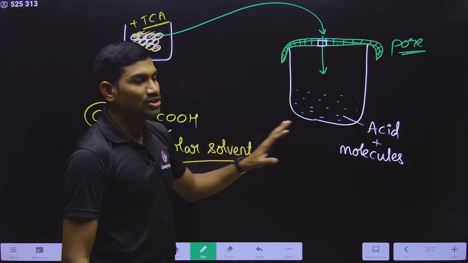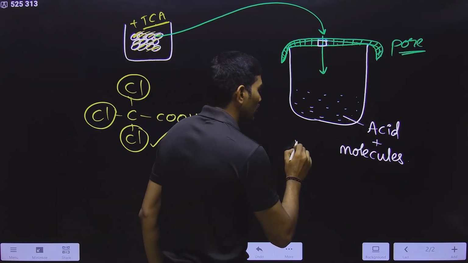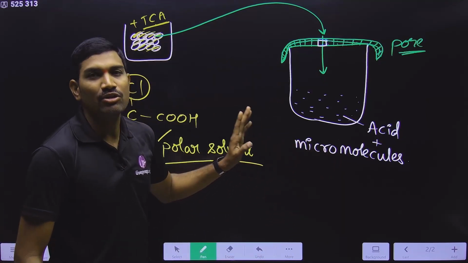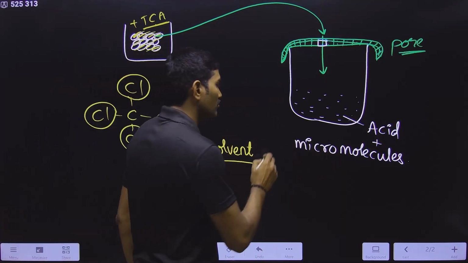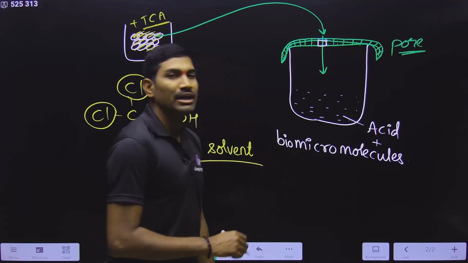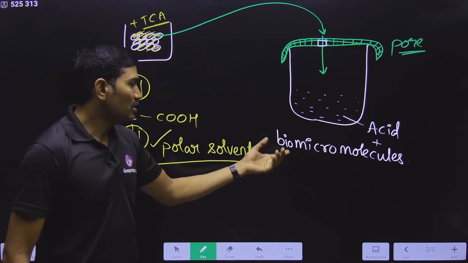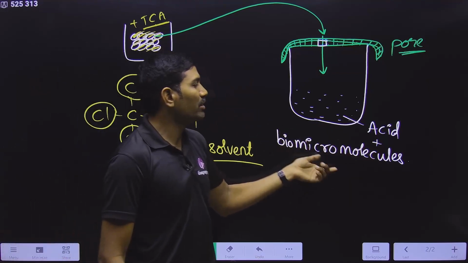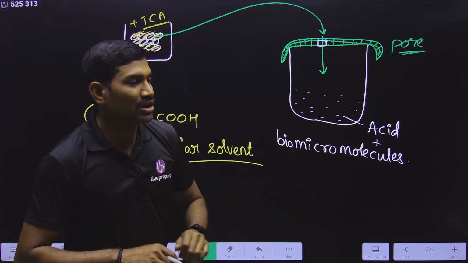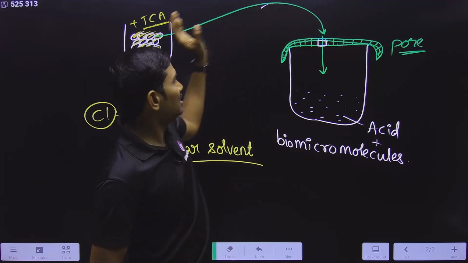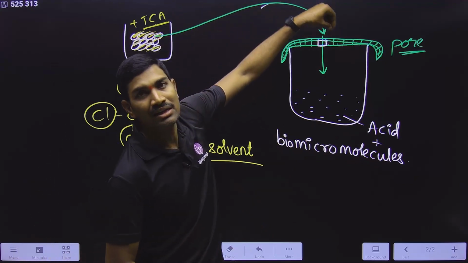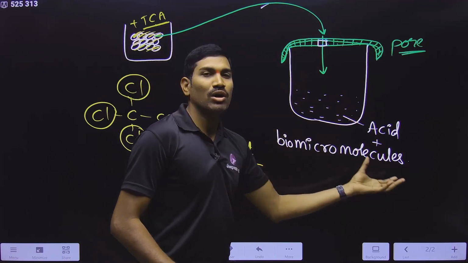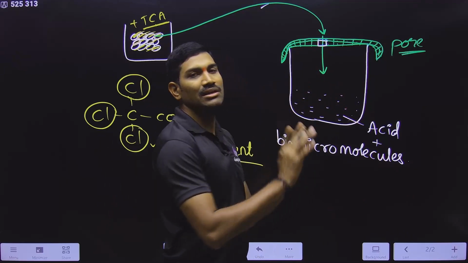And these small molecules are called micromolecules, and they are present in the living system. That's why they are called biomicromolecules. They are the small molecules present in living systems. So what is the overall conclusion? When we filter this paste through this cheesecloth, what we observe is that acid along with some small molecules is collected inside the beaker.